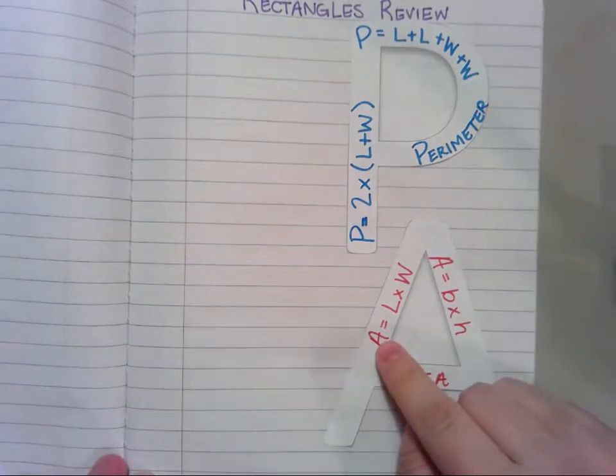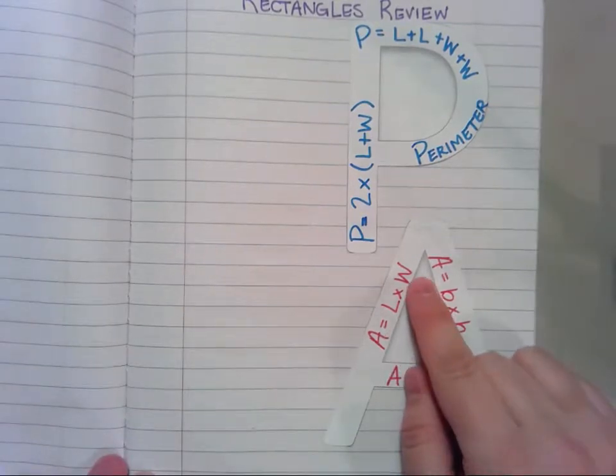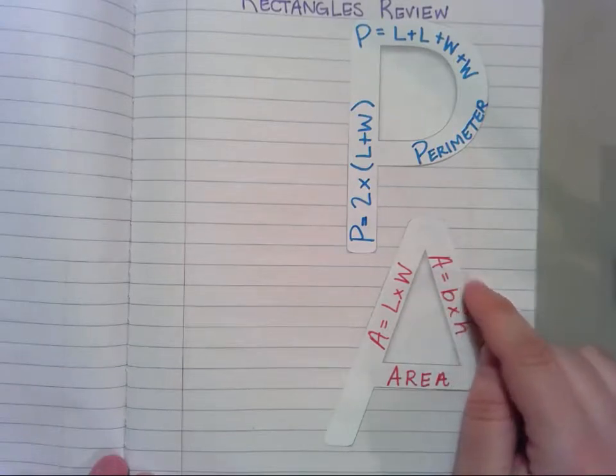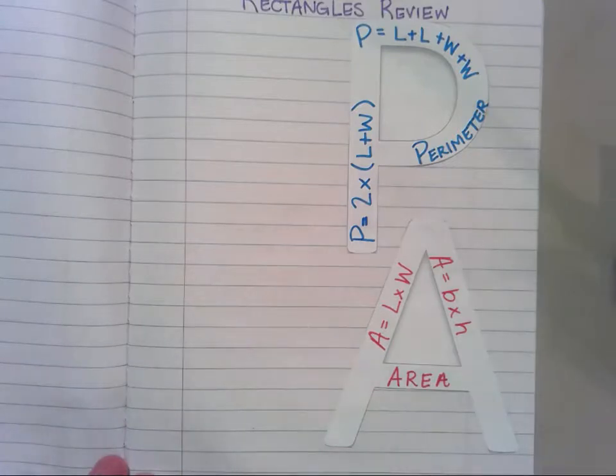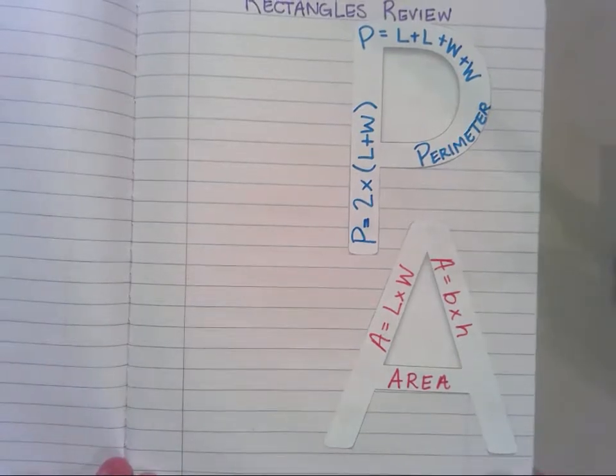Area equals length times width. You may also see it in your math book as area equals base times height. Same formula, same thing, two different letters.